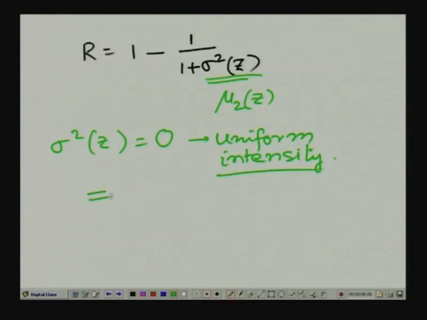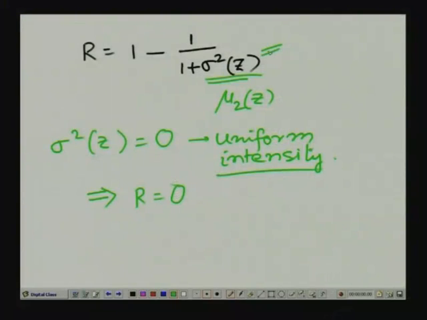And in such a case, because variance sigma squared(z) is equal to 0, you find that this complete expression R will become equal to 0. So, if I have an image of uniform intensity, the same intensity value, the value of R will be equal to 0. But if I have intensity variation in the image, in that case sigma squared(z) will be non-zero, and the more the variation is, the larger the value of sigma squared(z) will be. So, as the value of sigma squared(z) increases, you find that 1 upon 1 plus sigma squared(z) tends to be 0.